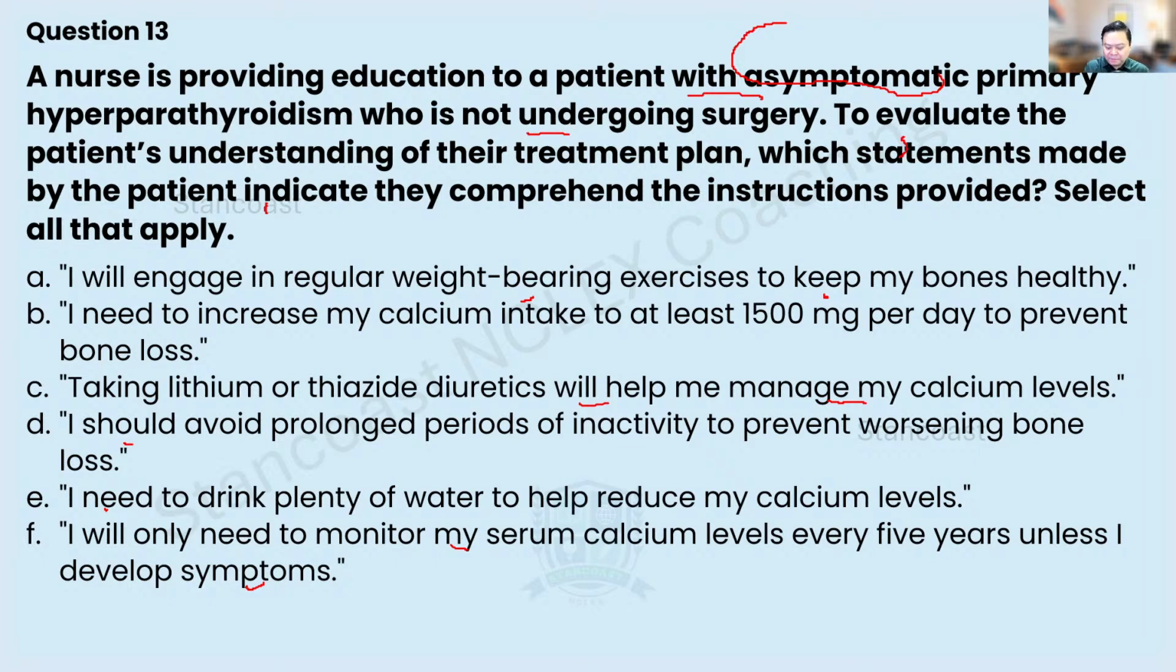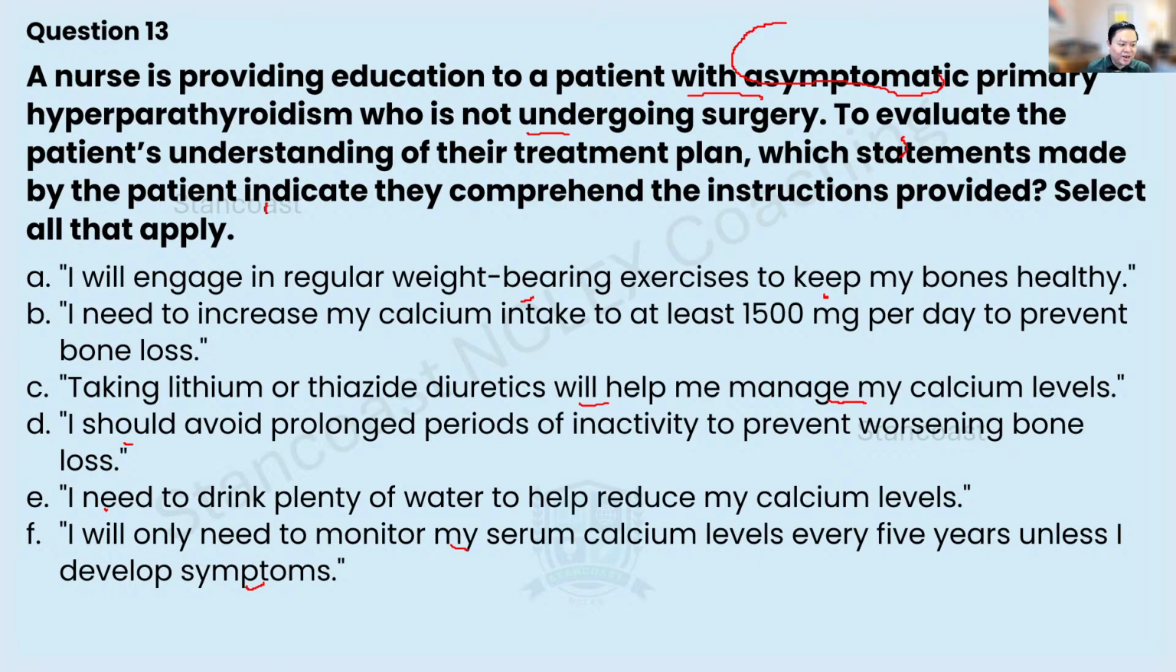So you are going to pick those statements that will show evidence that they definitely understand the treatment plan, since they're not going to be doing the surgical removal of the parathyroid gland. They're only going to be doing it by means of pharmacologic therapy or dietary modification. So which options should you select?